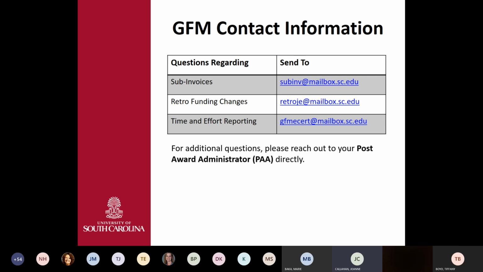And then for time and effort reporting, we have the GFM eCert mailbox that you can send those questions to as well. And then for any additional questions, please know that you can always reach out to your post administrator individual. And if you're not sure who that is, that information is available there, but you can also reach out to find out that specific information as well.